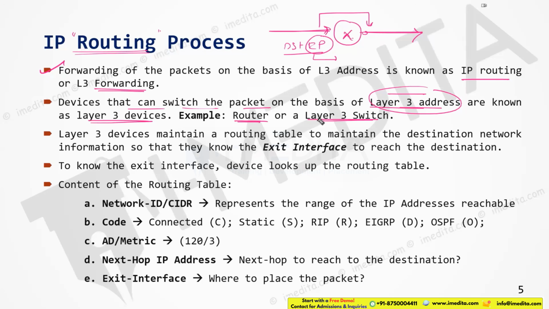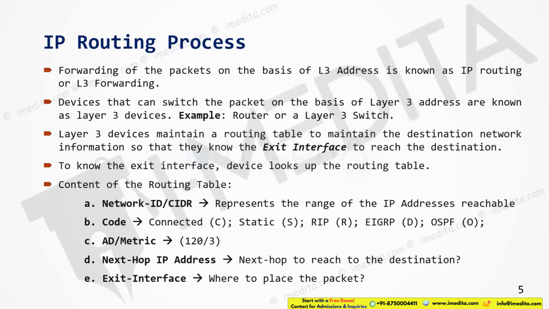Basically, any device that can actually forward the packet based on the destination IP is going to come under routing capable devices. One common example of a routing capable device would be a router, or a layer 3 switch, for example. So we can have some routers in our topology, and some switches that are capable of forwarding the packets based on the destination IP. So routers and layer 3 switches are some common examples of layer 3 devices.